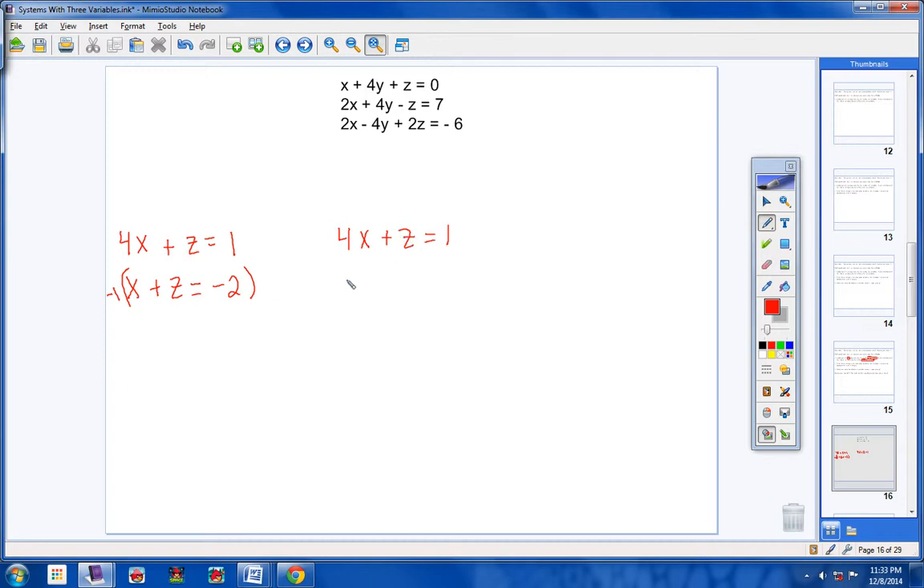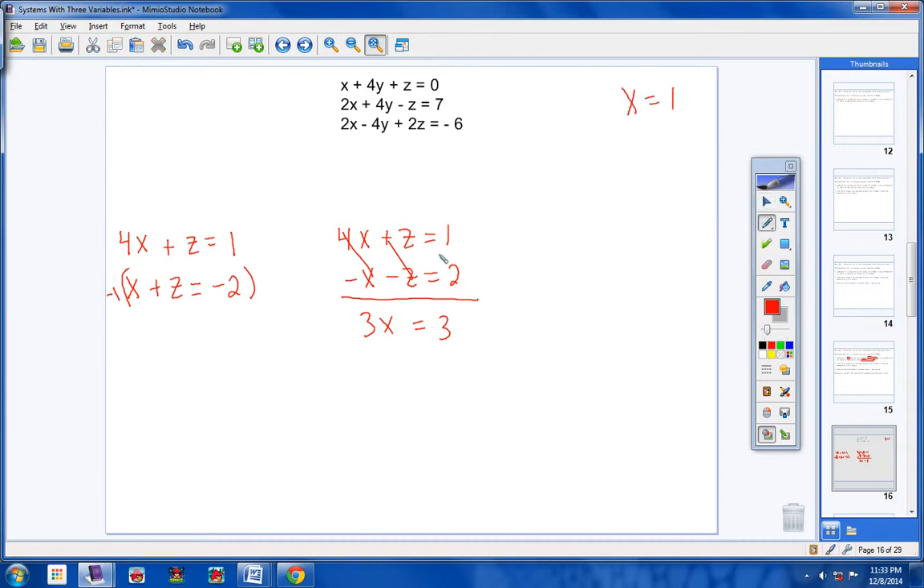And my bottom equation becomes negative x, negative z, positive 2, okay? Combine, I'll get 3x. These will cancel, and I'm left with 3. Divide both sides by 3. x equals 1. So there's part of my answer. Okay, I'm 1/3 of the way done.